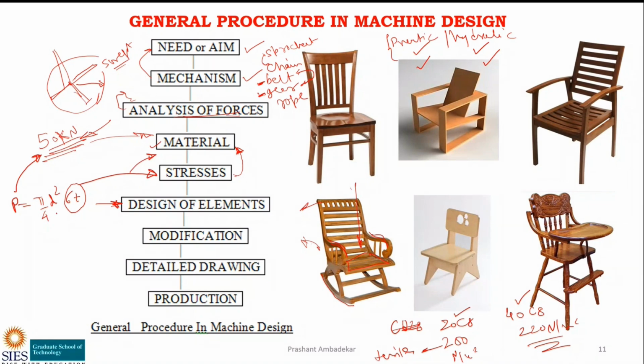And now we have designed, and what we got here? We got the diameter now. What is the diameter? Diameter is d. We can find it by knowing the value of this load and the value of sigma t. This is the next step, that is to design the element.